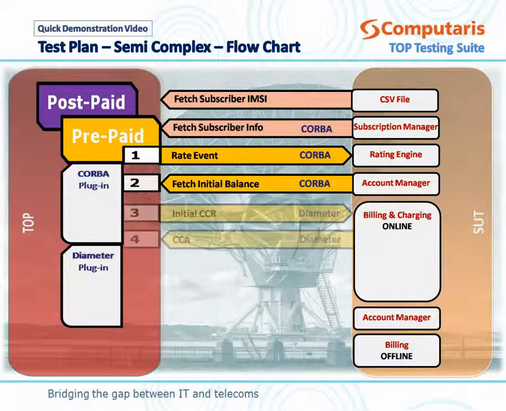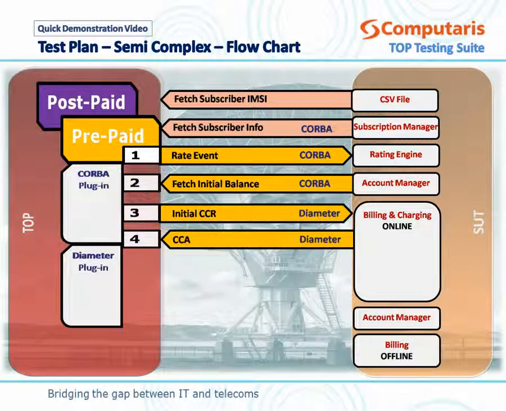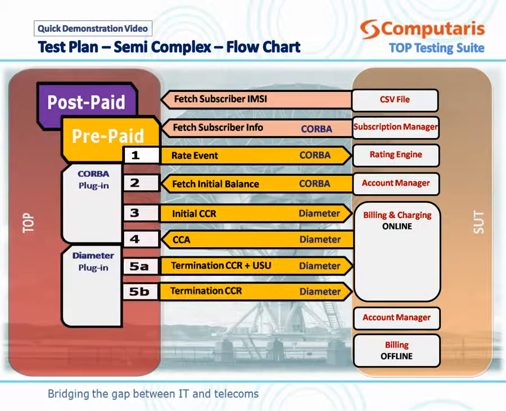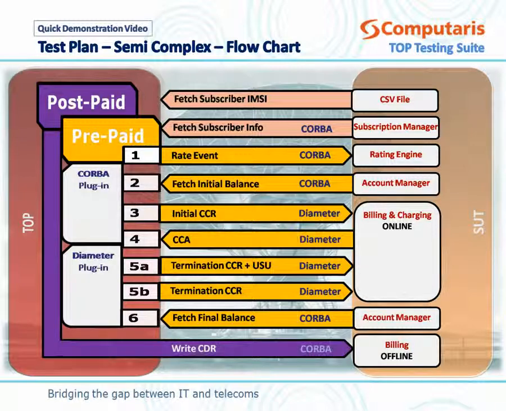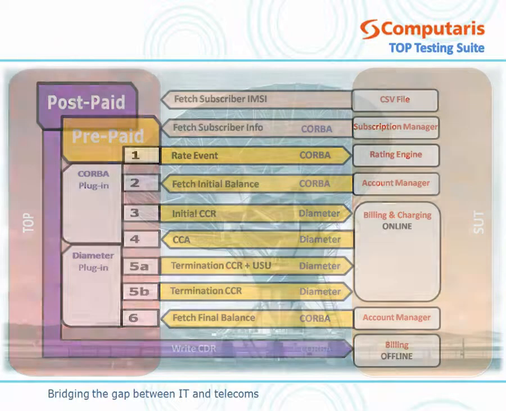To check whether the balance is sufficiently high for using the requested service, a Diameter session with the online billing and charging server is set up. As a last step of the prepaid scenario, the subscriber's final balance is fetched from the account manager. For a postpaid subscriber, the postpaid scenario will be executed, in which the offline billing server will be updated with the call detail record. Finally, a brief status report will be written to an output file.